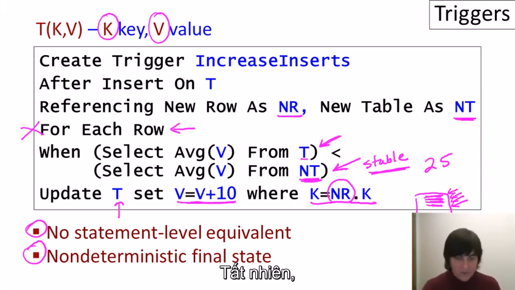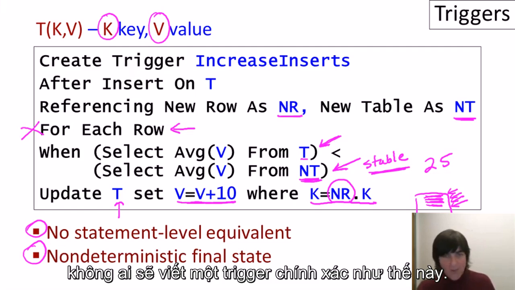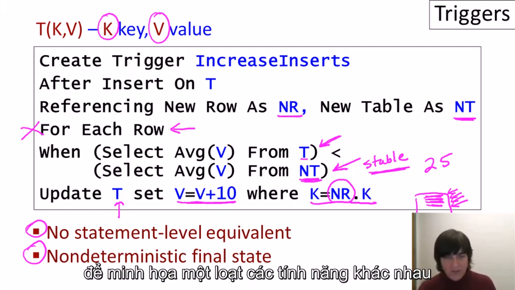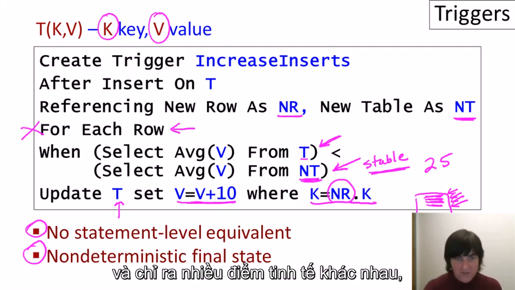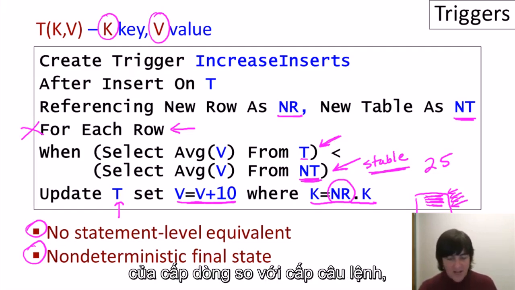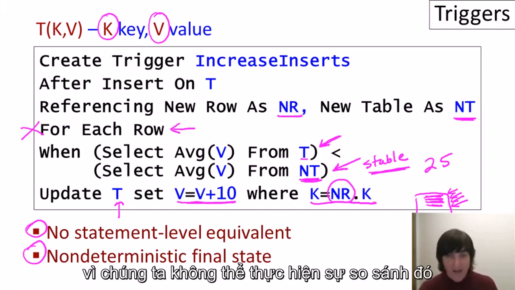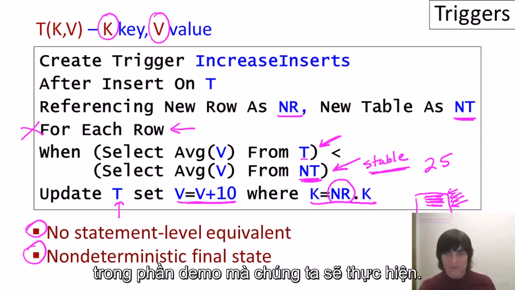And of course, nobody's ever going to write a trigger that looks exactly like this. Part of the point was to show a bunch of different features and a bunch of different subtleties, specifically in the context of row level versus statement level, because we aren't able to make that contrast with the demonstration that we're going to give.